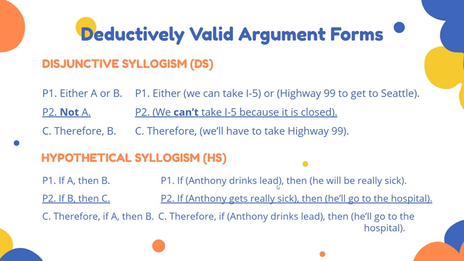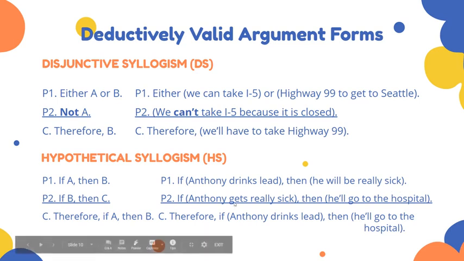If Anthony drinks lead, then he will be sick. If Anthony gets really sick, then he'll go to the hospital. Therefore, if Anthony drinks lead, then he'll go to the hospital, right? Obviously, don't drink lead, but it has this form. Notice, if A, then B, and then if B, then C. Therefore, if A, then C. This should say if A, then C. Sorry, I'll fix that. So this is also always valid.